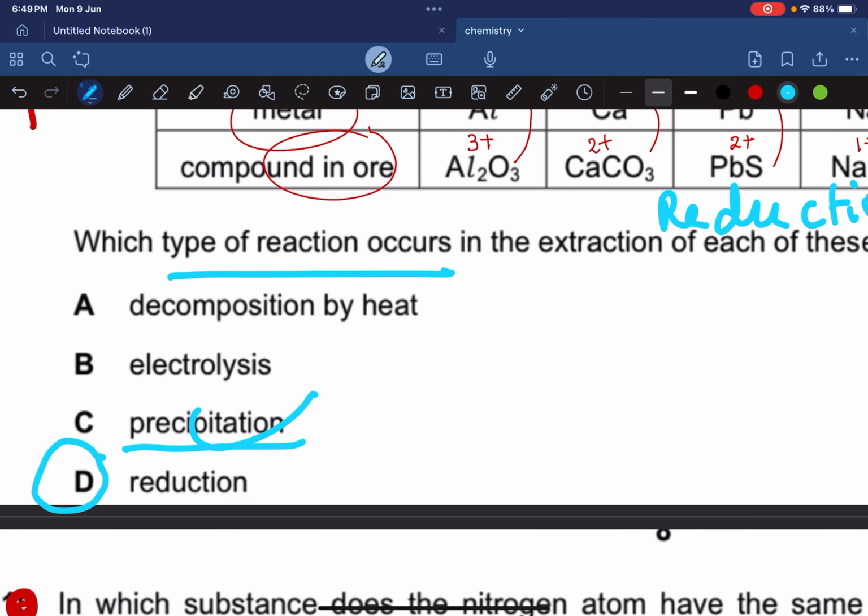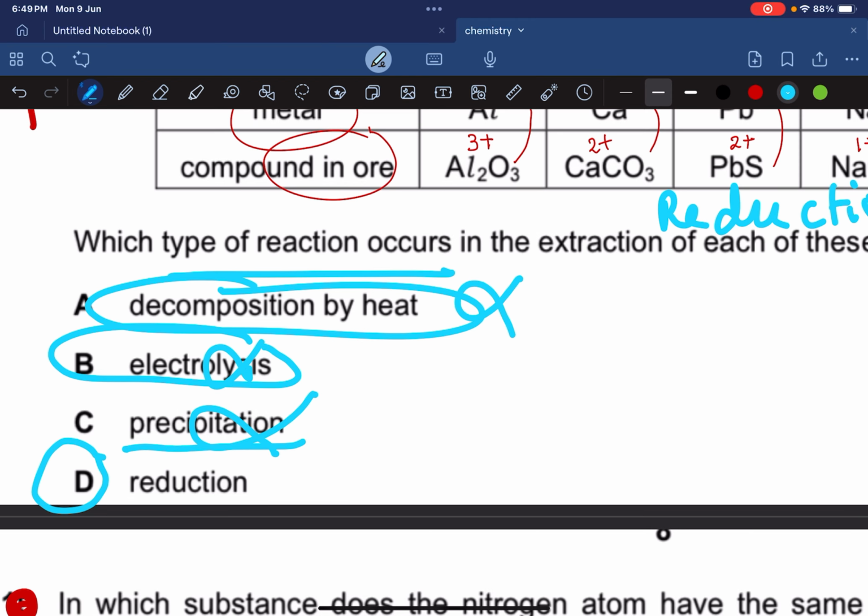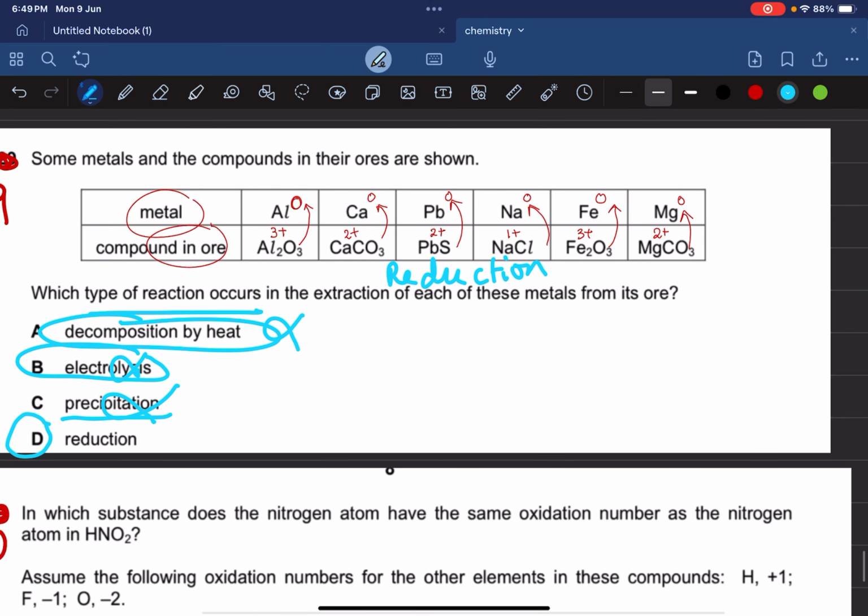Precipitation is impossible. These are reactive metals. They don't form insoluble salts. You use precipitation for insoluble ones. Electrolysis is not a type of reaction. Electrolysis is a process. Decomposition by heat is a process, not a type of reaction. So it is reduction. I know this MCQ was tricky, so just try to grasp the concept of what's happening when it's going from the ore to the metal.